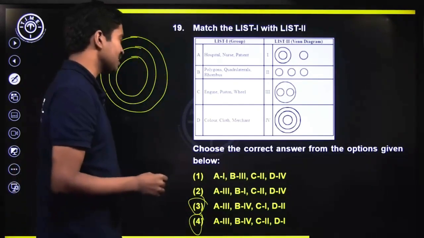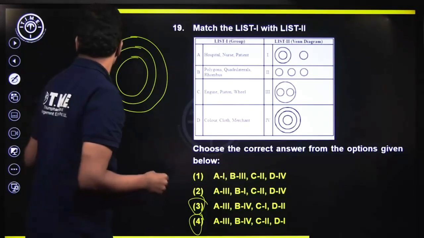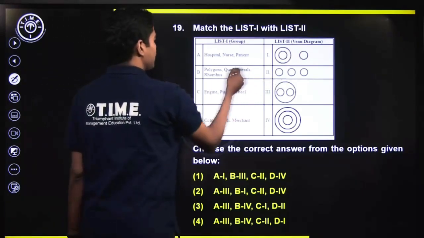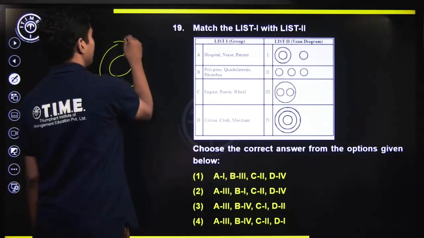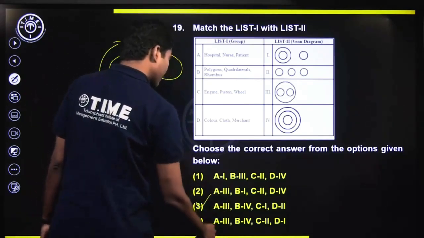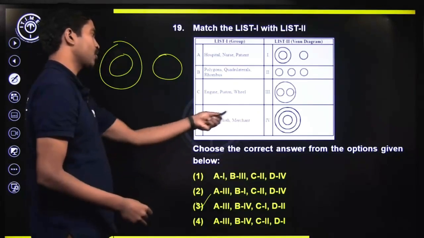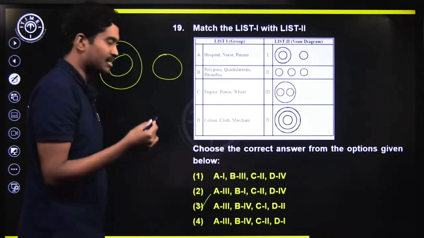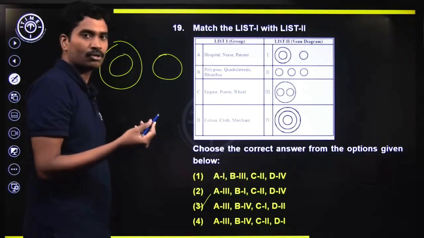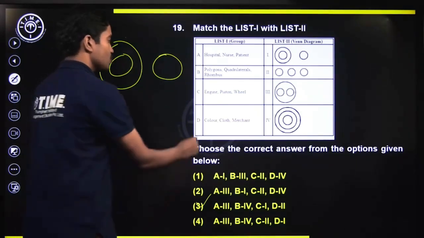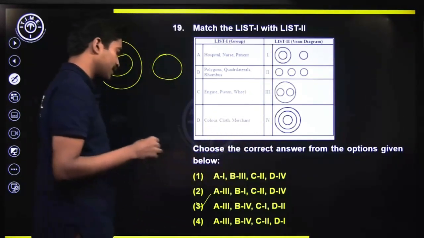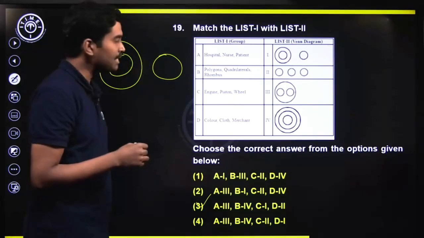What about C? Engine, piston, wheel. Piston is part of an engine, but wheel is a separate one. So we'll have engine, we'll have piston, and then we'll have a wheel. So C has to be 1, which means D has to be 2. Color, cloth, merchant, they're all disconnected, right? A merchant can deal in cloth or not. A merchant can deal in color or not. Cloth can be in different colors, right? So D2, so C would be 1. All right. So that would be option 3.